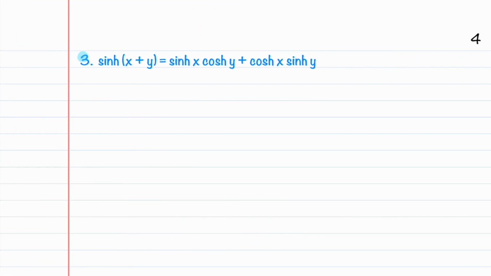In example 3, we are going to prove the formula that sinh of x plus y is sinh x cosh y plus cosh x times sinh y. We always want to start with the more complicated side when you do a proof. So we are going to start with the right-hand side.